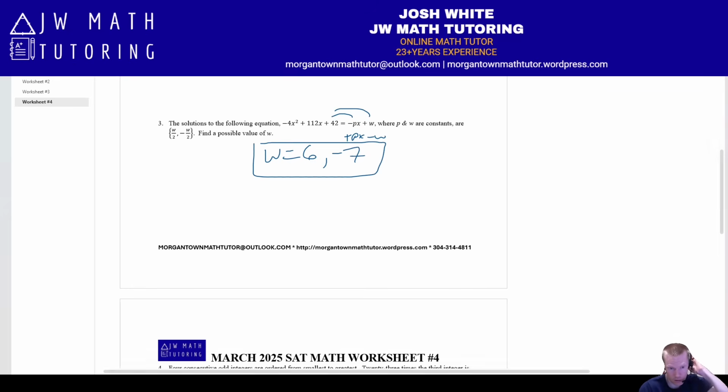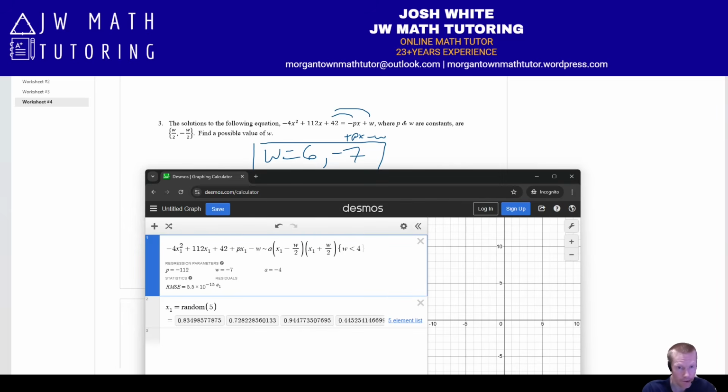So again, this is how you can use regression to solve this entire problem in Desmos. Basically, we're taking a quadratic expression and regressing it to its factored or intercept form, and that will find the values of W for us.